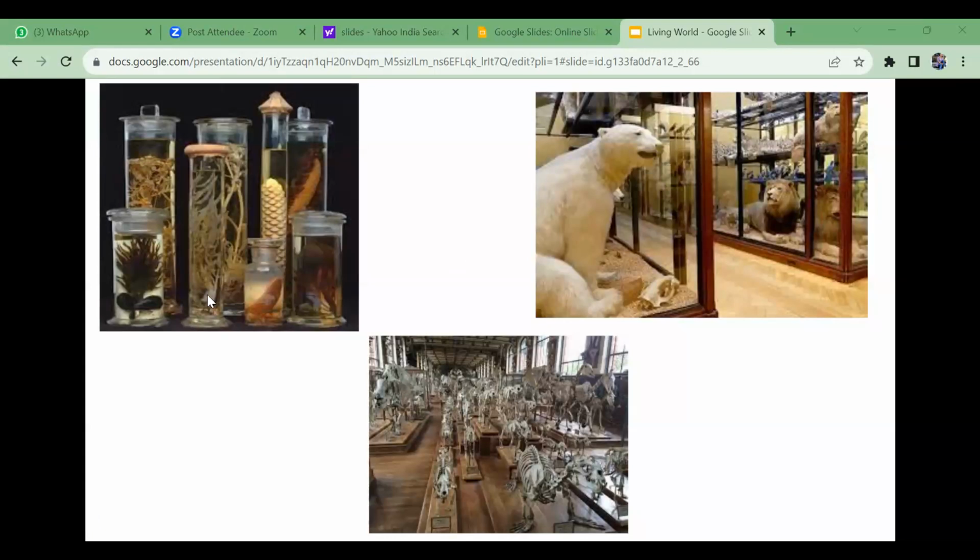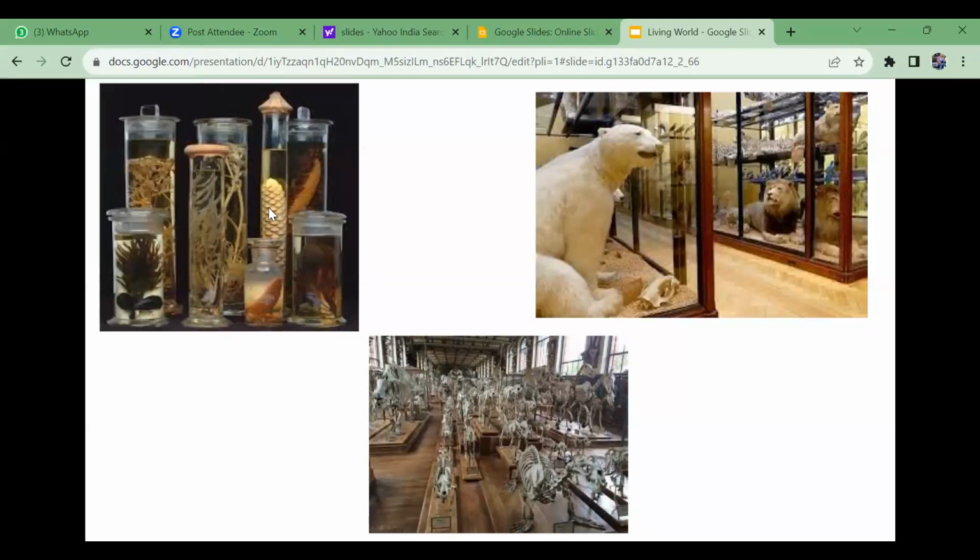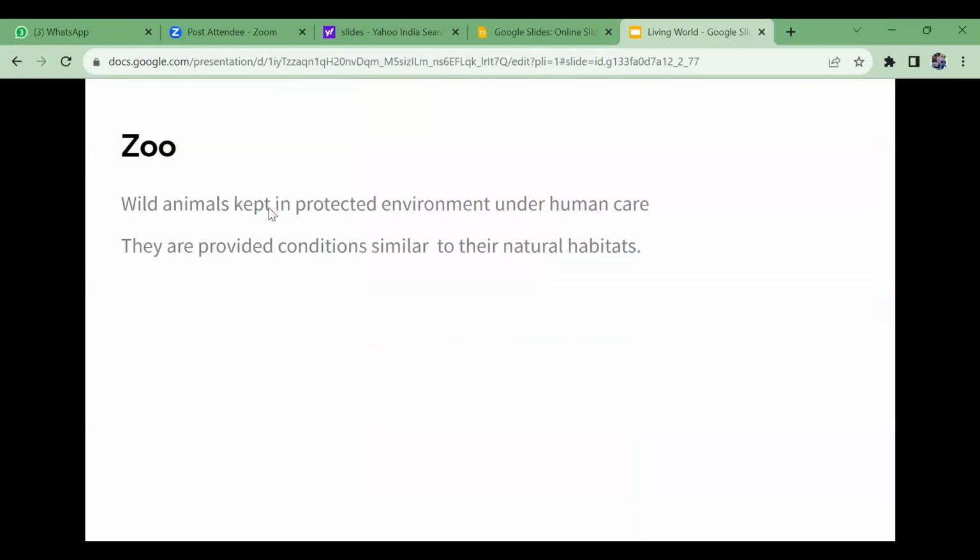Start class. This is how the animals have been preserved. So preserve, you know. Okay. Now coming to zoo. So zoo, where animals are protected under human care, and this is very important.